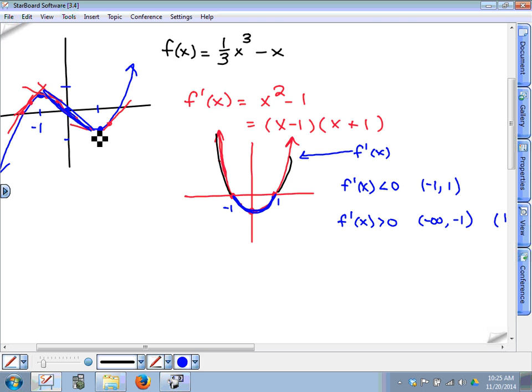Didn't we say that the graph is decreasing right here? Yeah. Between which two x values is it decreasing? Negative 1 and 1. What does that have to do with the graph of the derivative function? The derivative is below 0. That's where the derivative is negative, right?